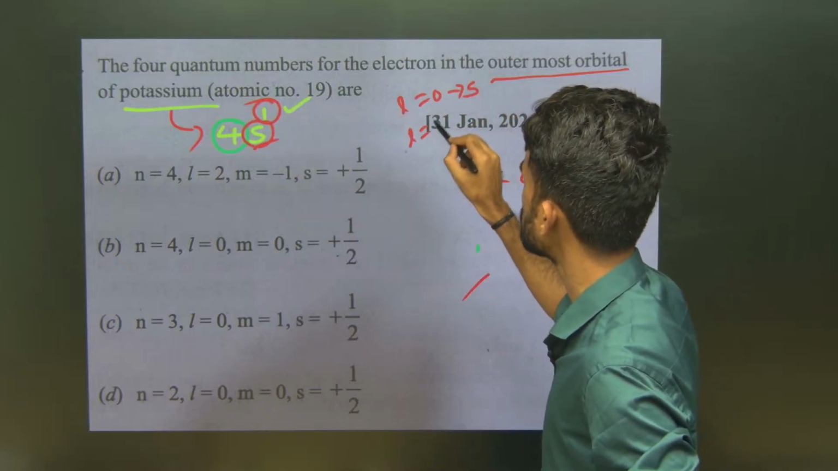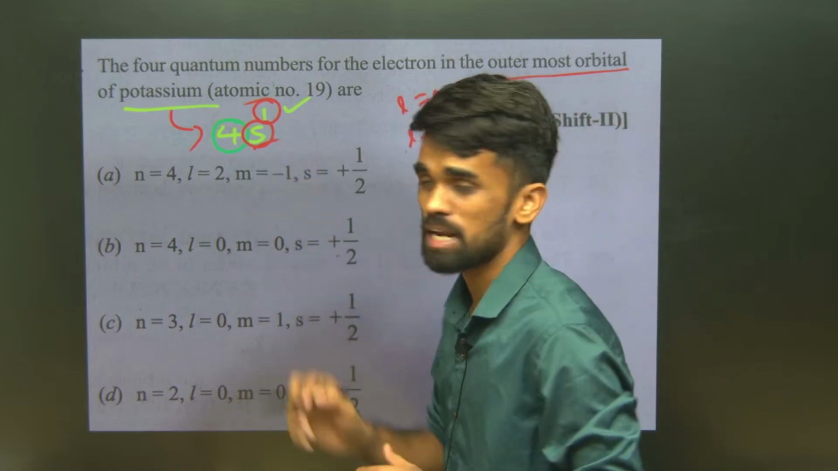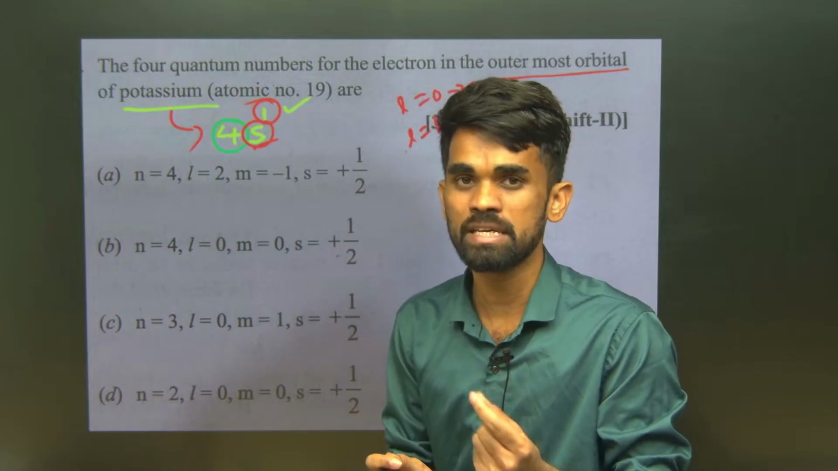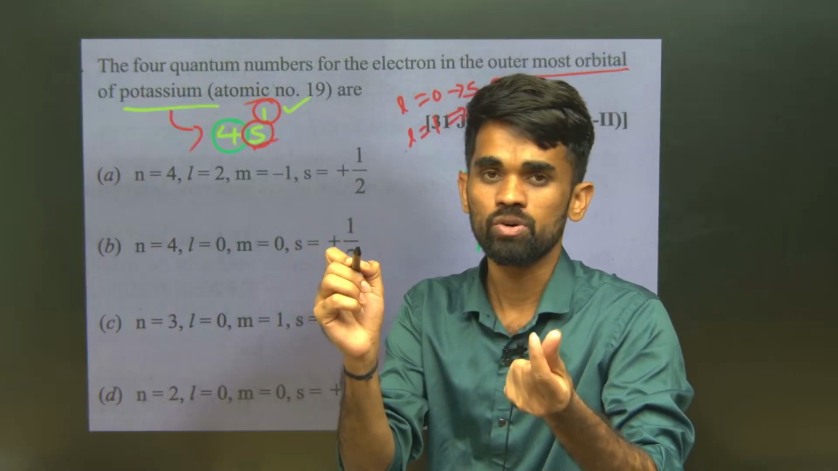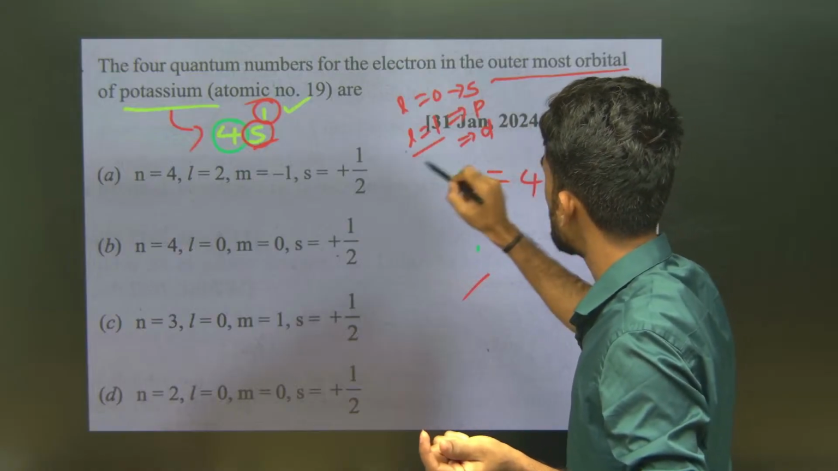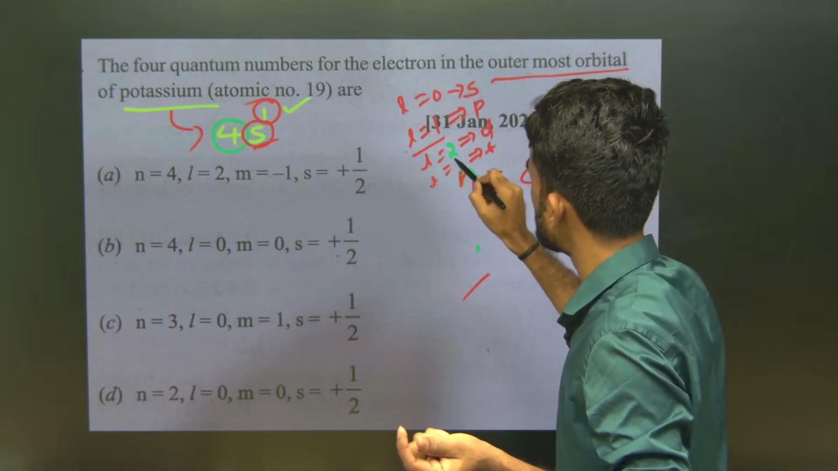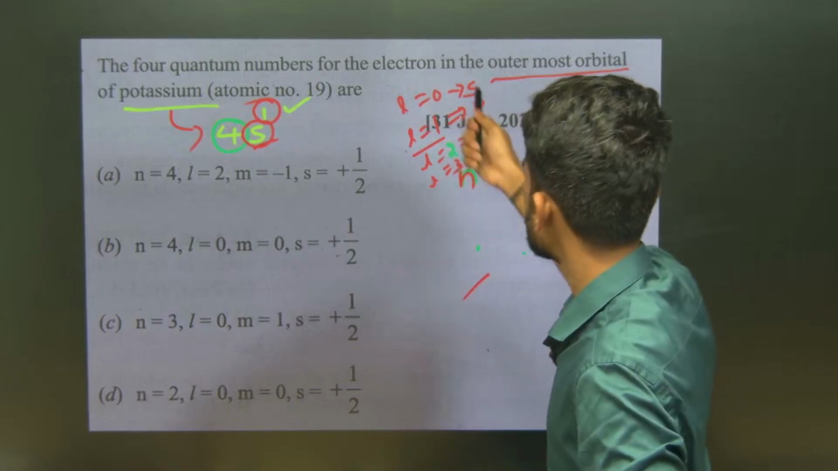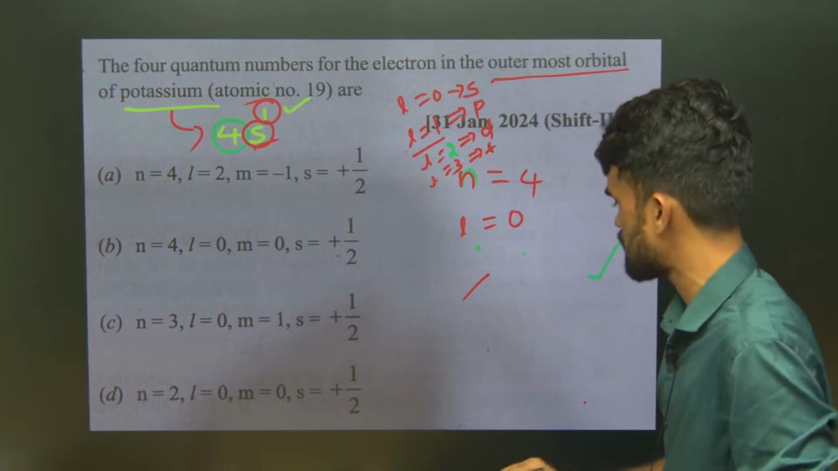If L equals 1, it is a p orbital. For a particular subshell, the L value will be fixed. If it is an s subshell, its L value will be 0, and for a p subshell, its L value will be 1. For a d subshell, the L value will be 2. For an f subshell, the L value will be 3. Their L values are fixed for each of these subshells. So since it is an s subshell, its L value will be 0. Hope it is clear up to here.